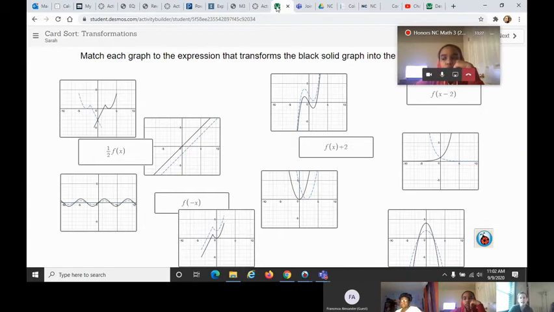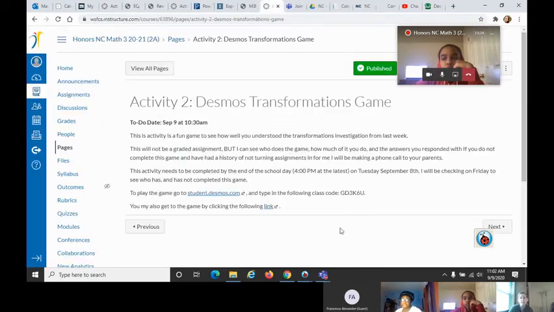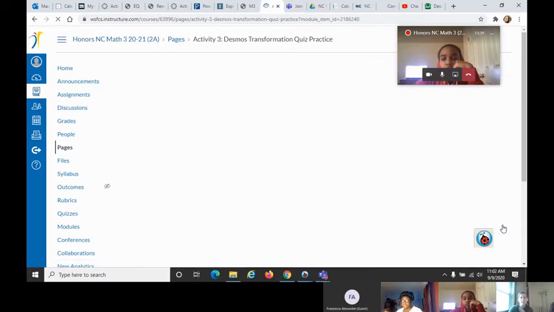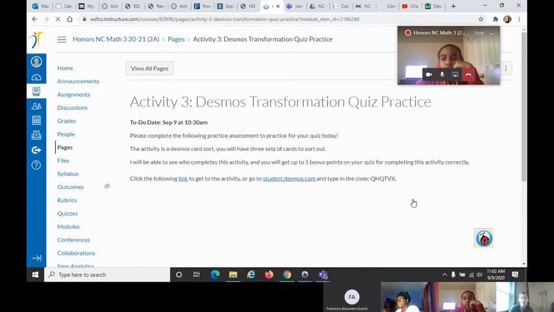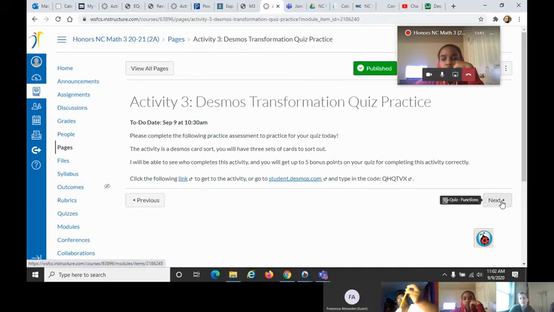And then the next activity is one that I made. So that one was by the district. This one is the one I made. And do the same exact thing. This one is having you match graphs to the actual function that they go with. And this one should be really good practice for your quiz.